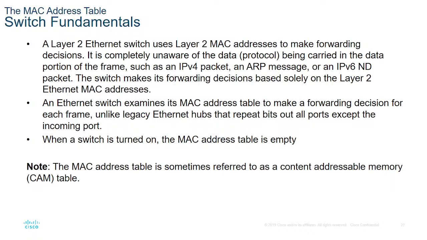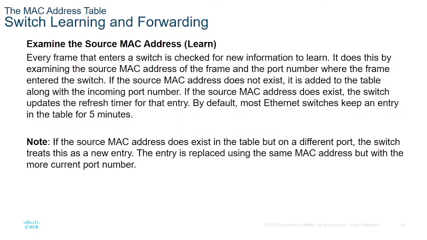Ethernet switches examine the MAC address table to make forwarding decisions for each frame, unlike legacy Ethernet hubs that repeat out on all the ports apart from the incoming port. When a switch is turned on, the MAC address table is normally empty. So I'm going to demonstrate this to you so that we can quickly go through it and understand what this is about. Let me quickly open up my Packet Tracer.